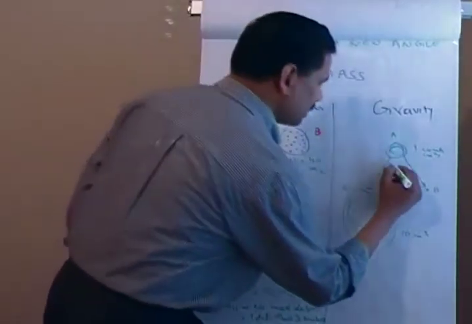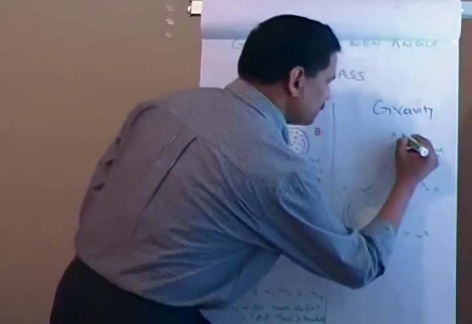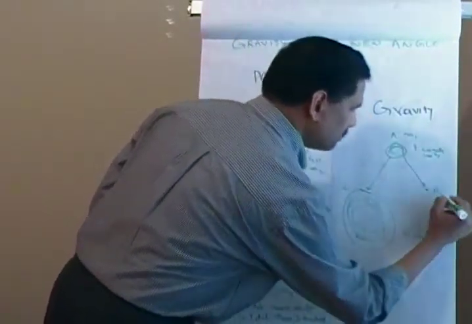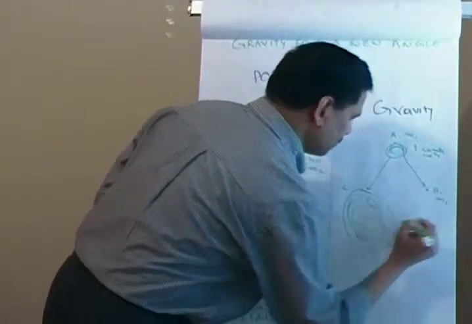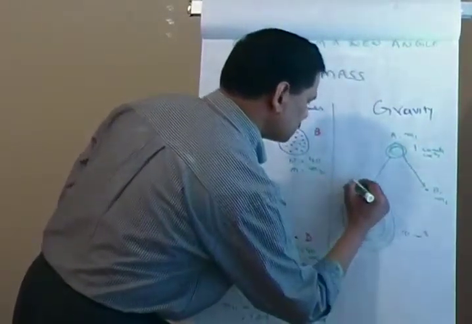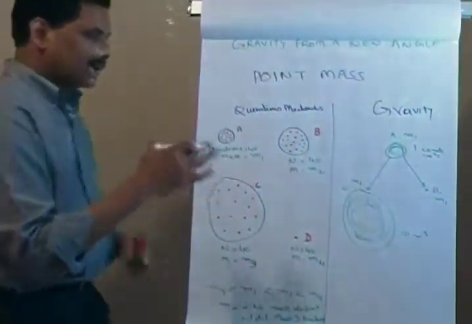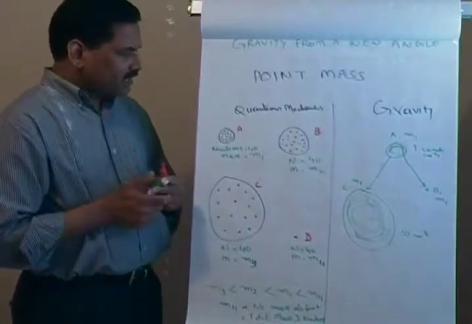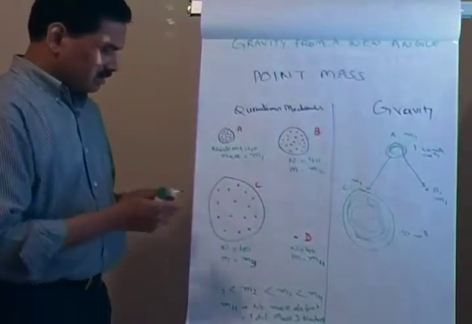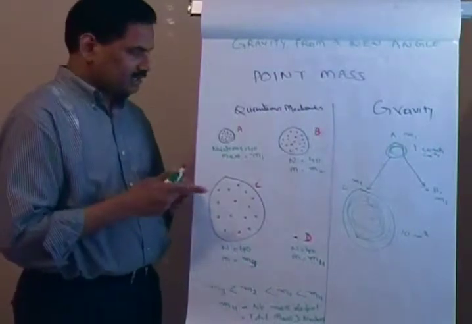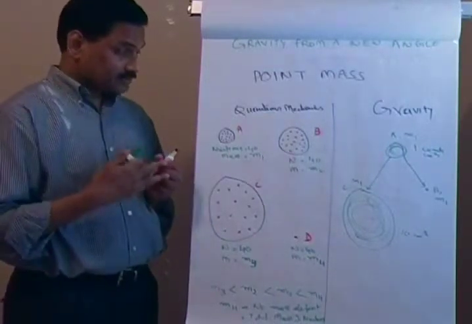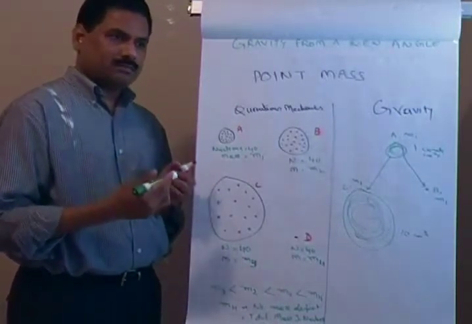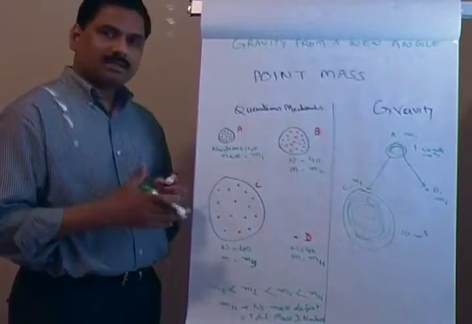mass. We can say right here, A is M1, and B is M1, and C also is M1. All three objects are having the same amount of mass. And when you come into quantum mechanics, there is some term that pops out called mass deficit.